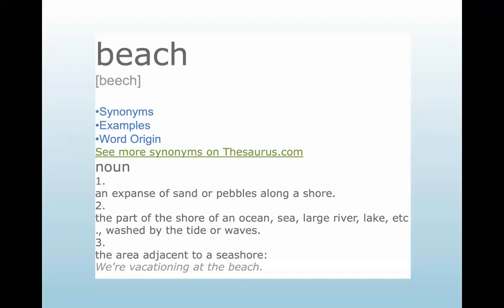So this is the beach. The definition is just an expanse of sand along the shoreline and the part of the shore that's covered by the tide or the waves. So when we're vacationing at the beach, we're next to the seashore, right? That's the old song.